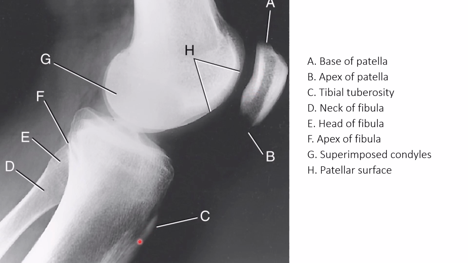C is the tibial tuberosity, right here, that rough prominence on the front of the tibia. D is the fibular neck. E is the fibular head. F is the apex of the fibula. G is perfectly superimposed condyles on the femur, and then H is the patellar surface of the femur. So again, excellent lateral. This is what you're going for every single time you take a lateral knee, is to get these condyles perfectly superimposed.